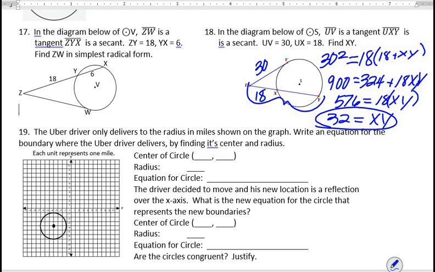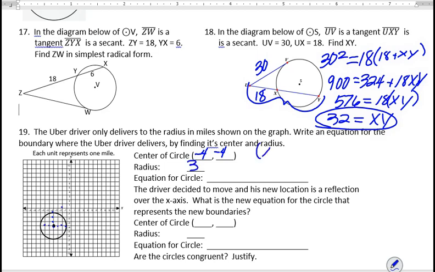the center of the circle looks like 1, 2, 3, 4. So negative 4 is our x value. And then down 1, 2, 3, 4. Okay, so that's negative 4, negative 4. And then our radius, count from the center to the circle, 1, 2, 3, 1, 2, 3, 1, 2, 3, so that's 3. So then we're just going to put this in our equation for a circle.